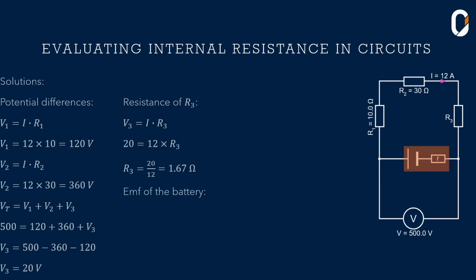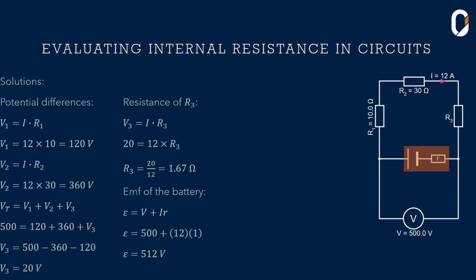And now let's solve for the EMF of the battery, the last question. Electromotive force, again, is equal to the external voltage plus internal voltage. Substituting in my values, I will have E equals 500 plus 12 multiplied by 1, which is the internal resistance as given by the problem statement. Punching that into our calculators, we have an electromotive force of 512 volts.